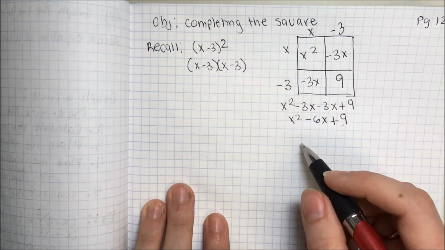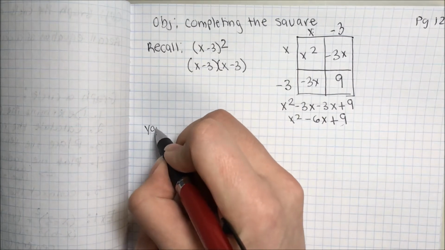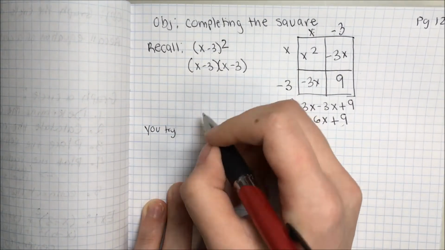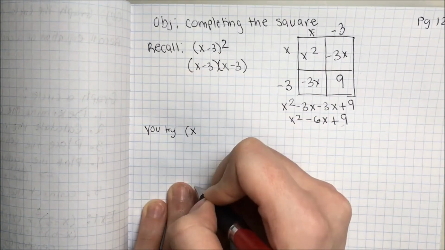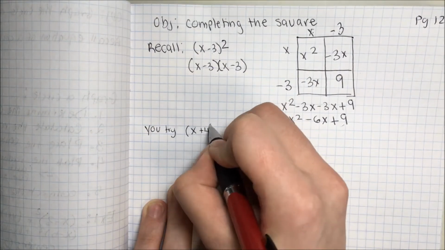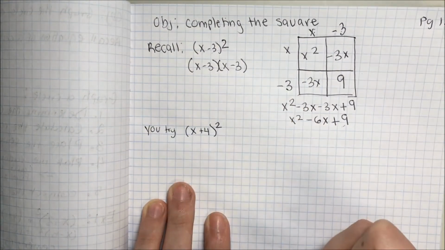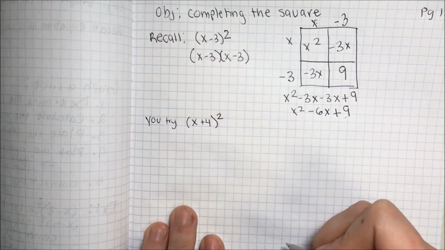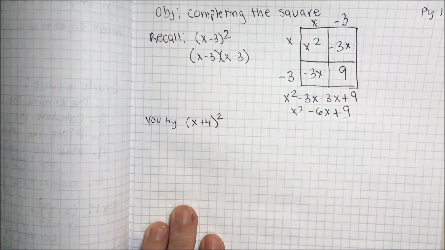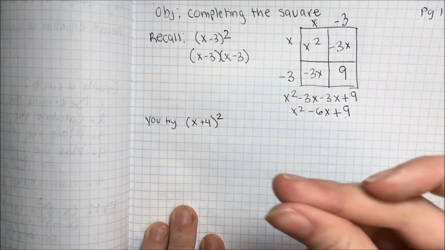So I now want you guys to try an example. So we have (x + 4) squared. So I want you guys to pause the video and try this on your own.